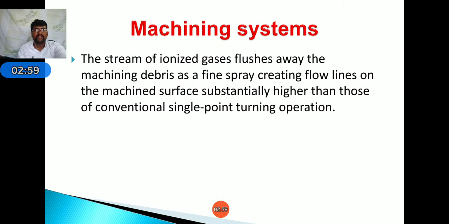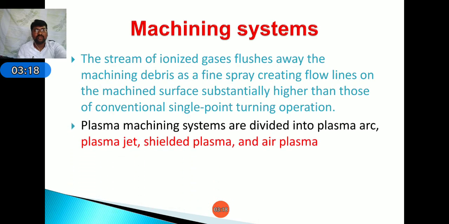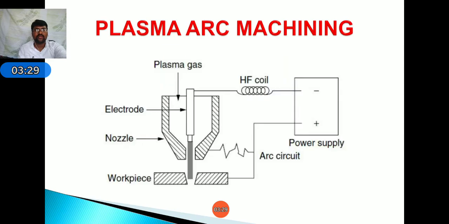Next, the stream of ionized gas flushes away the machining debris as a fine spray, creating flow lines on the machined surface substantially higher than those of conventional single point turning operations. The plasma machining systems are divided into plasma arc, plasma jet, shielded plasma, and air plasma. These are the different types.